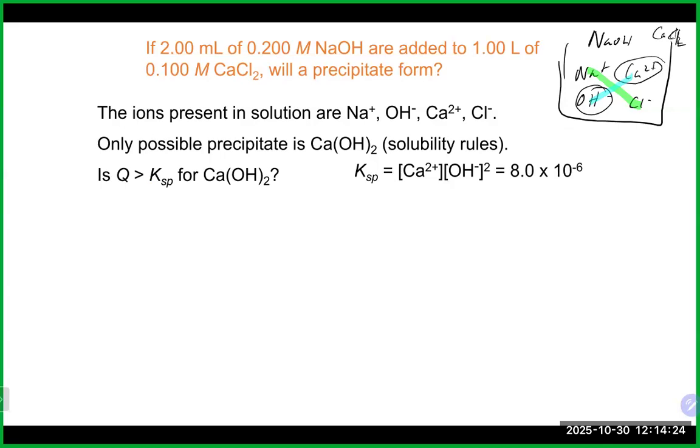So in this case here, if we did look up the KSP for our only option of a solid, which is our calcium hydroxide, it is 8 times 10 to the minus 6. So why don't you pick it up from there? Why don't you calculate Q and see if we would get a solid?